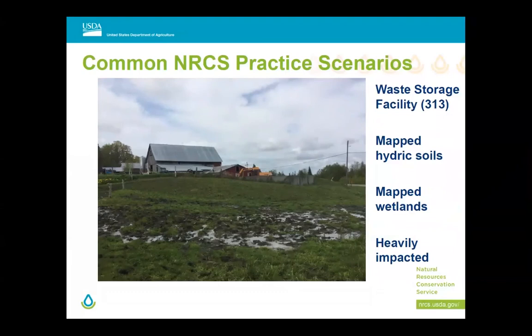So, just because you need to expand a manure pit and there's a wetland doesn't mean that the project's over. It means you need to follow the process and you need to have properly trained people evaluate those wetlands for wetland functions.